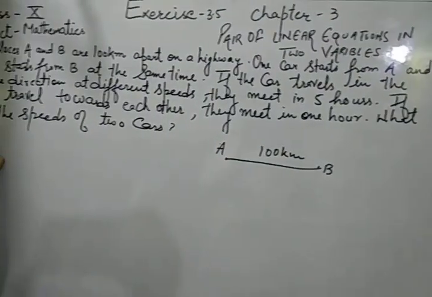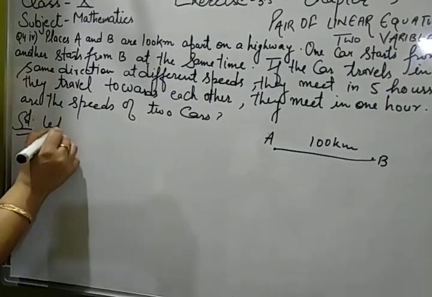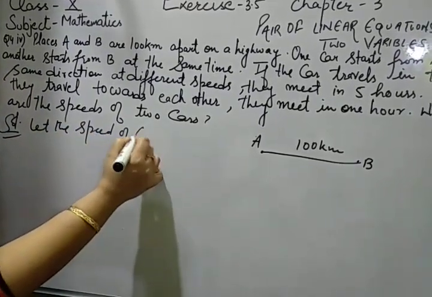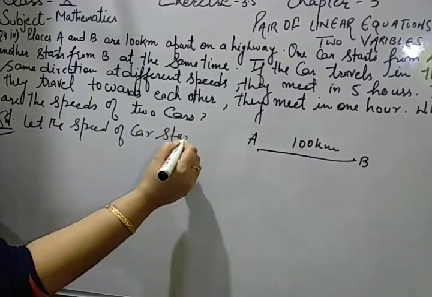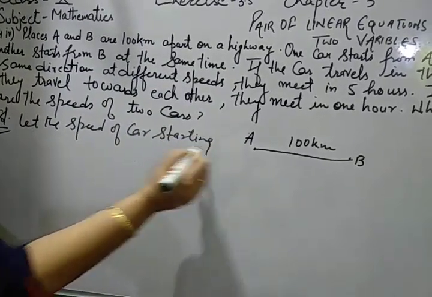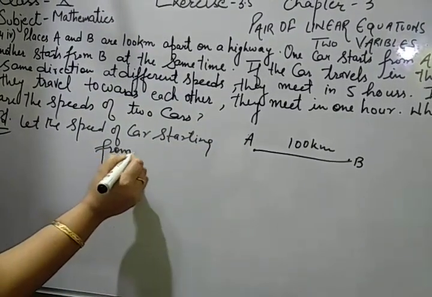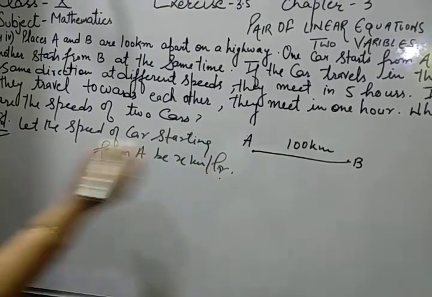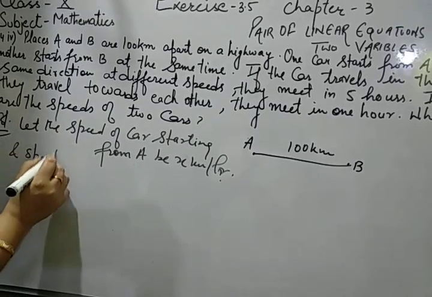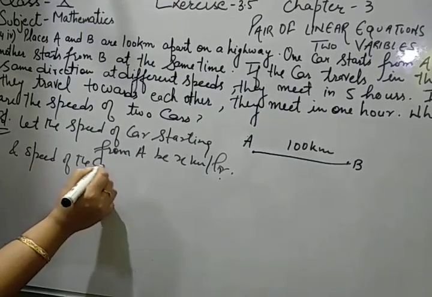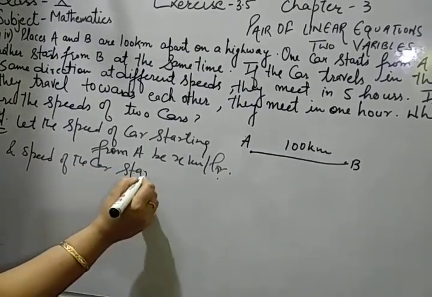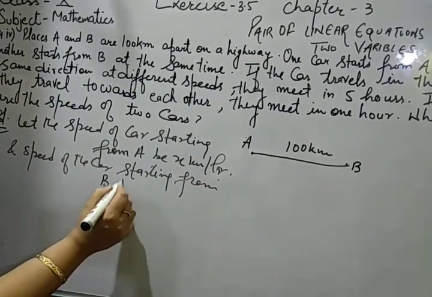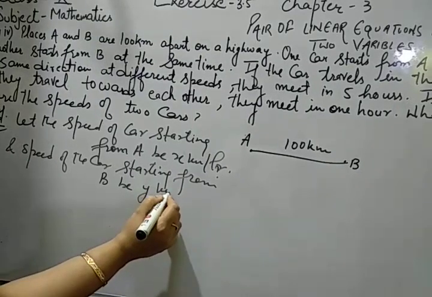So let us suppose, let the speed of the car starting from A be x km/h and the speed of the car starting from B be y km/h.